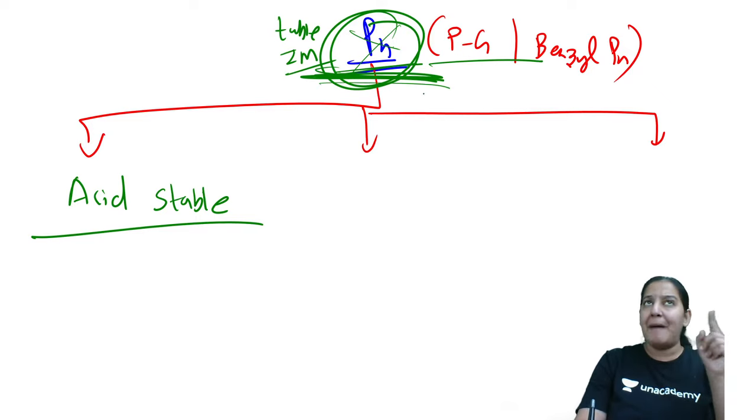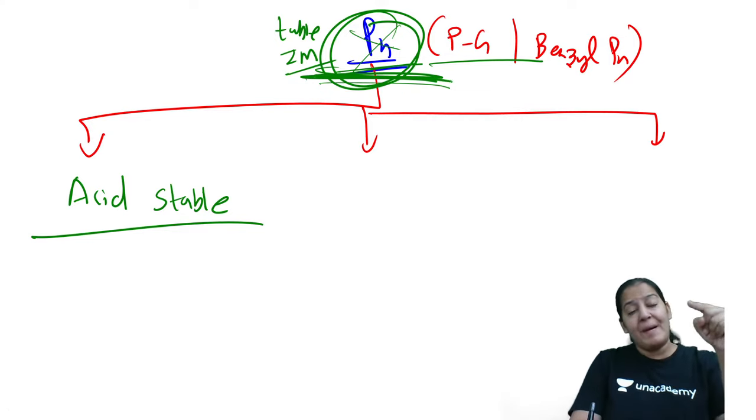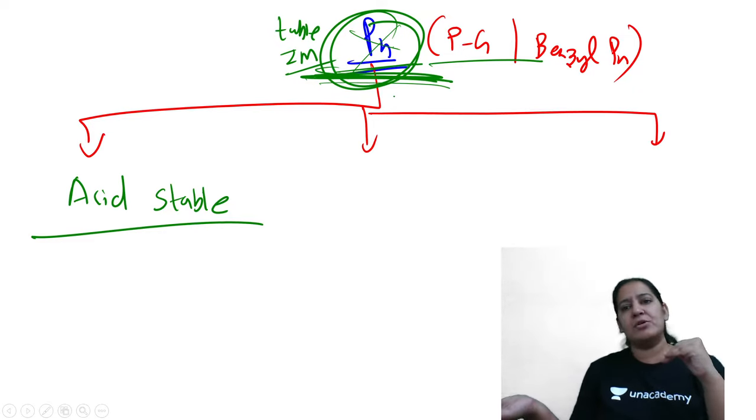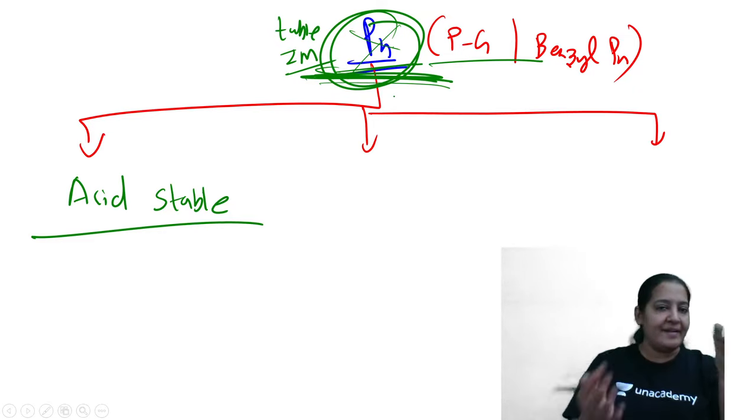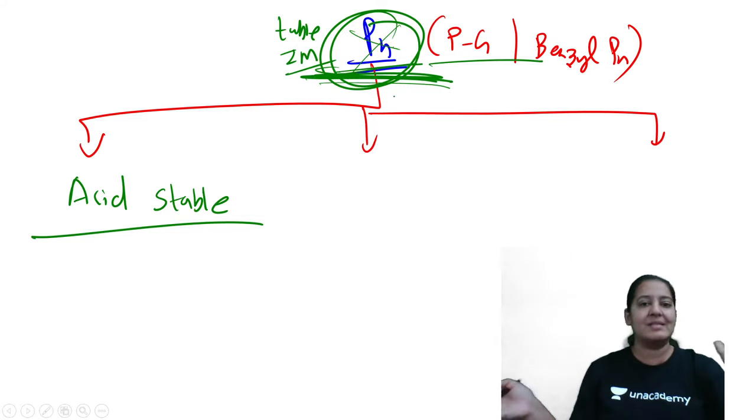For this penicillin, most of the bacteria in the world have already created an enzyme, penicillinase enzyme. So as soon as natural penicillin with a beta lactam ring enters inside the bacteria, the enzyme is already present and the ring will be degraded and natural penicillin will become inactive. It cannot show its action. So bacteria shows resistance for that.